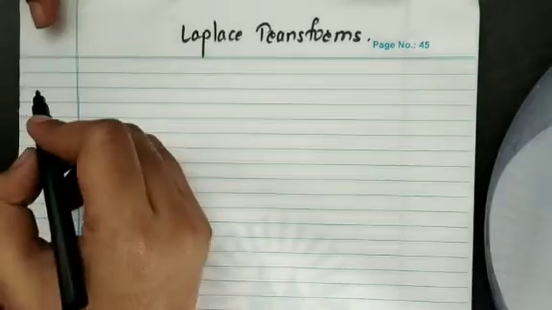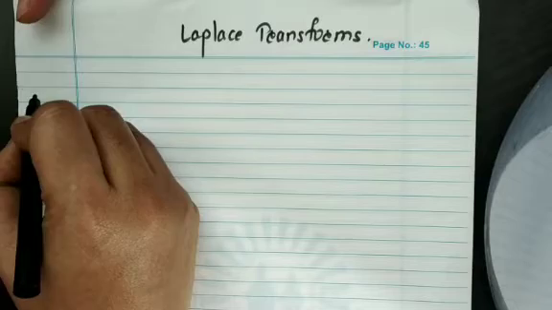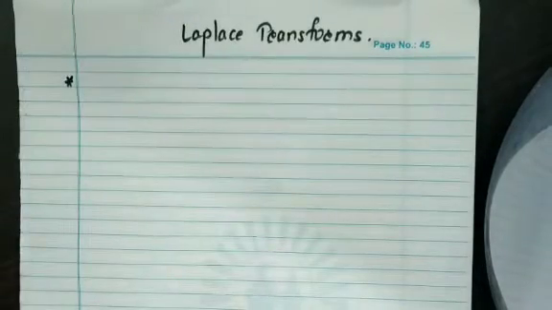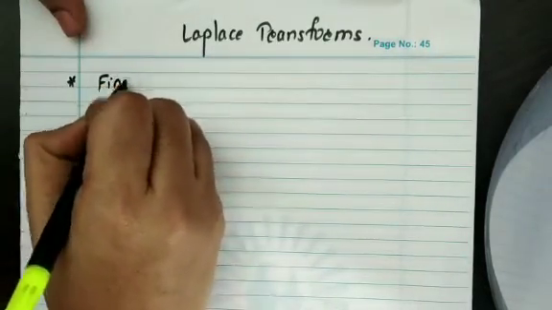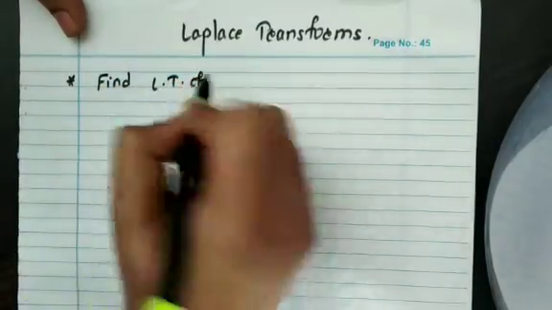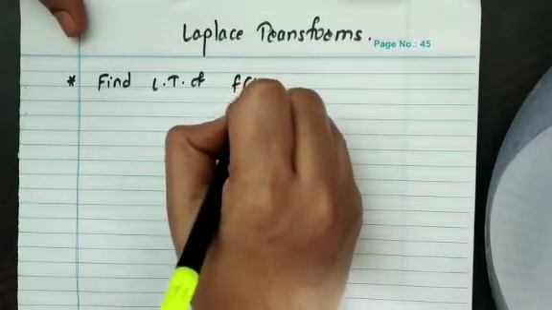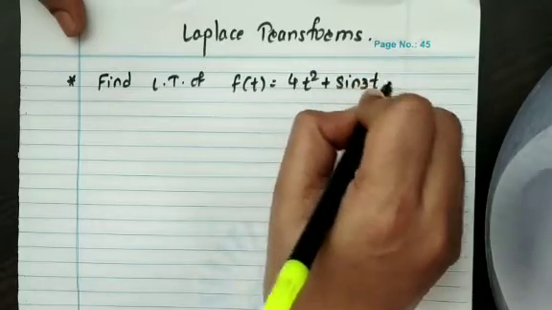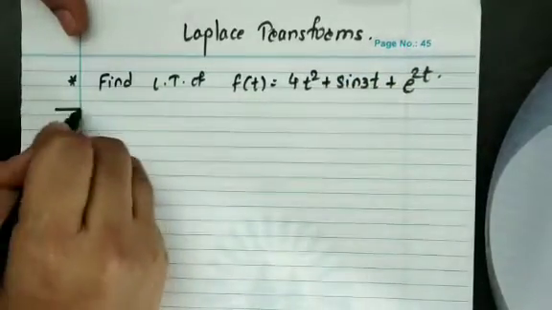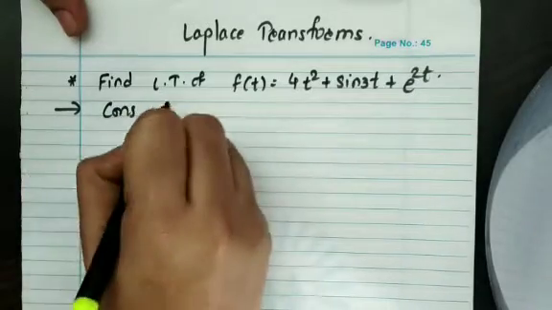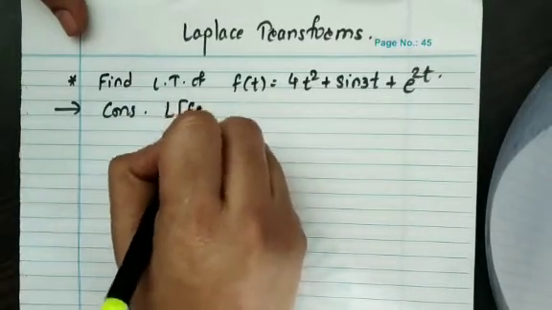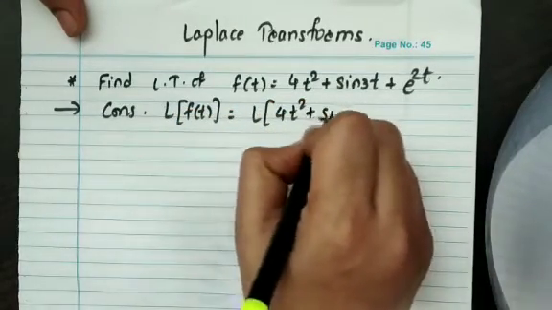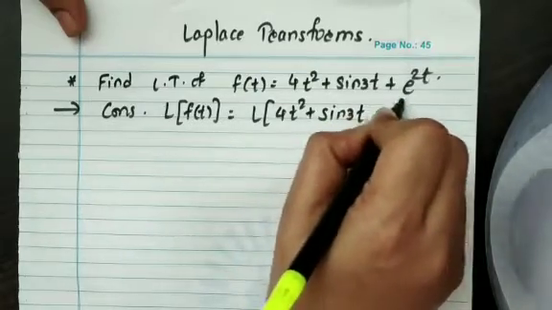Hello everyone, in this video we'll see some examples on Laplace transforms. Find the Laplace transform of f of t, which is equal to 4t square plus sine 3t plus e raised to 2t. So we'll write, consider Laplace transform of f of t, that is equal to Laplace transform of 4t square plus sine 3t plus e raised to 2t.